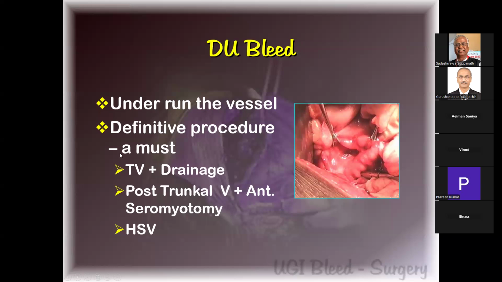So you must do a truncal vagotomy and drainage in addition to underrunning the vessel, or you can do variations of a posterior truncal vagotomy and an anterior seromyotomy if you're worried about the problems of GJ. And of course, HSV is out of the window. I put it there for the sake of completion. Highly selective vagotomy is not done nowadays. We used to do a lot of these 20 or 25 years ago, but it's not being done now.